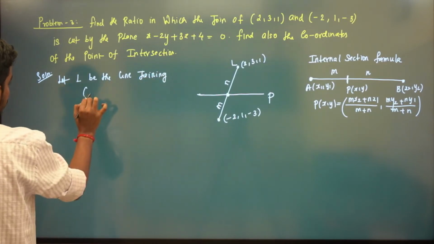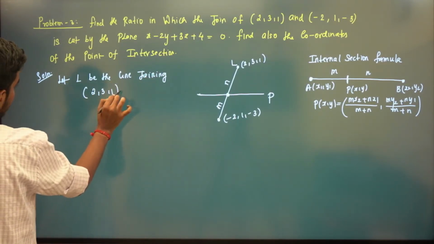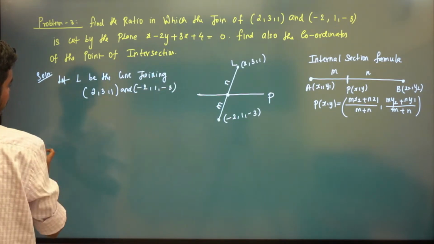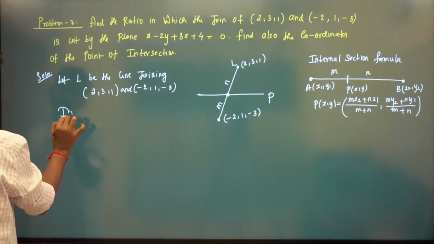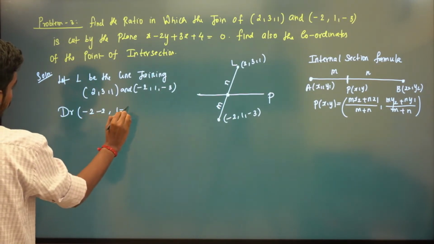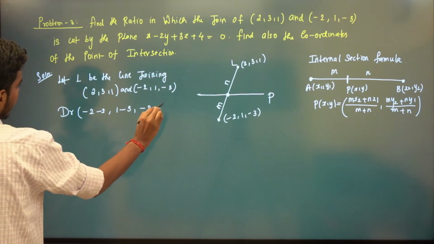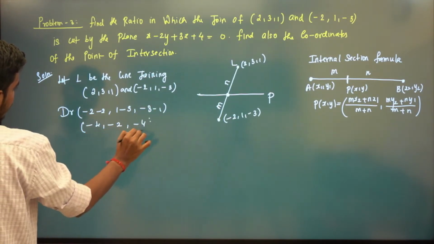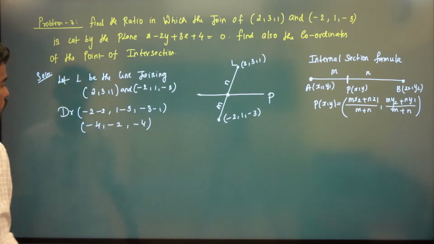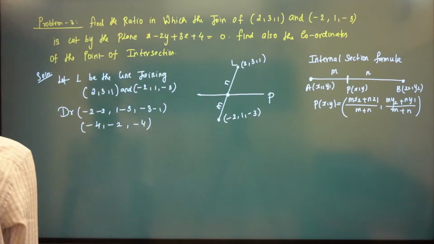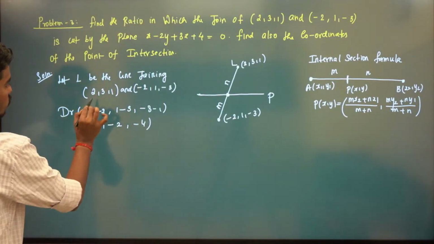joining 2 comma 3 comma 1 and minus 2 comma 1 comma minus 3, right? So what is the direction ratio of this line? x2 minus x1, y2 minus y1, z2 minus z1. The direction ratio is minus 4, minus 2, minus 4, right? Okay. Now, you know two coordinates, right?